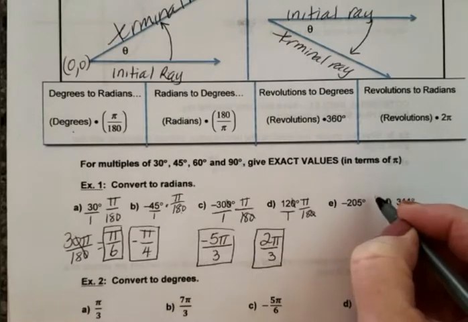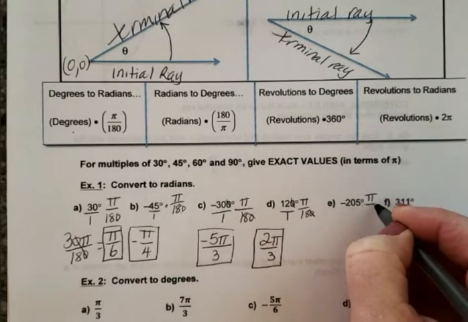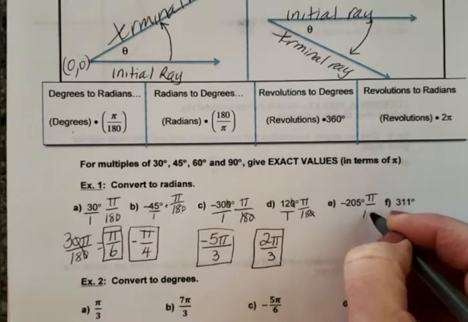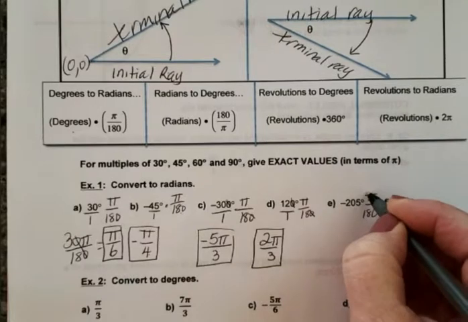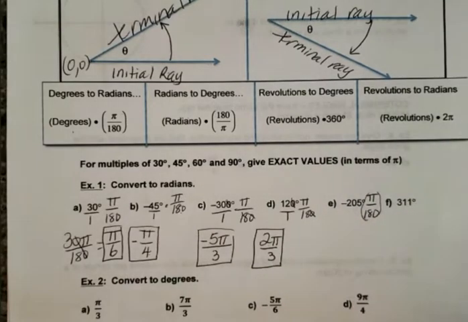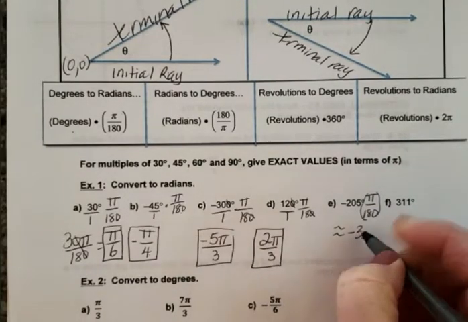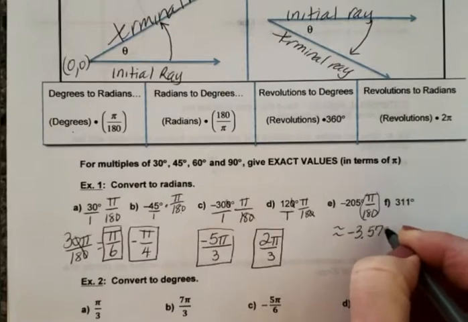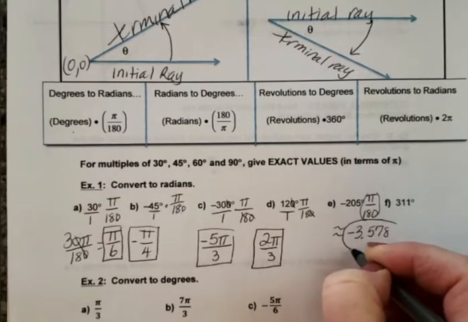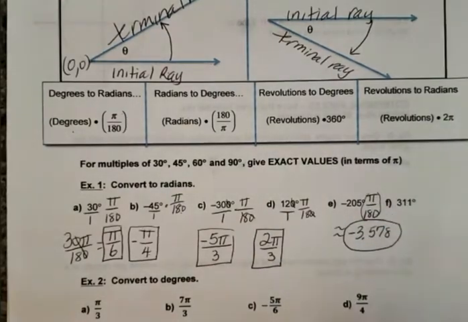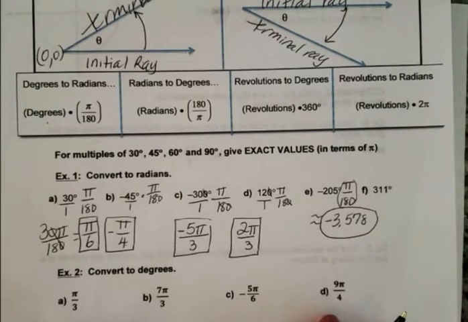So again, you can go to your calculator and do negative 205 degrees, and then multiply that by pi over 180, and it will give you the decimal that's approximately negative 3.578. So negative 205 degrees is going to be about negative 3.578 radians. And again, this is certainly a messy one.